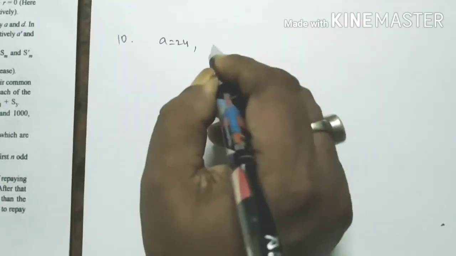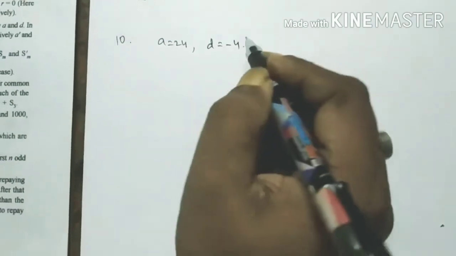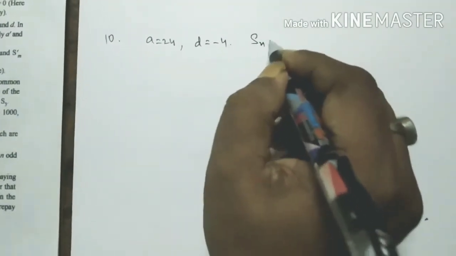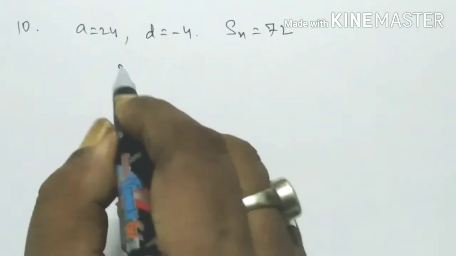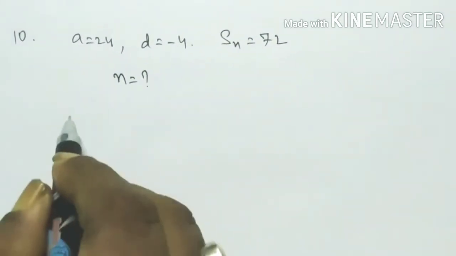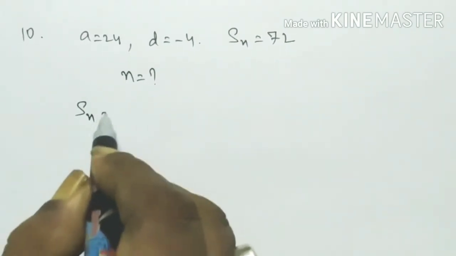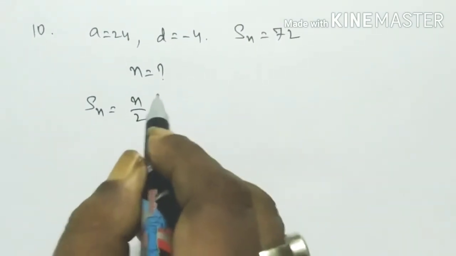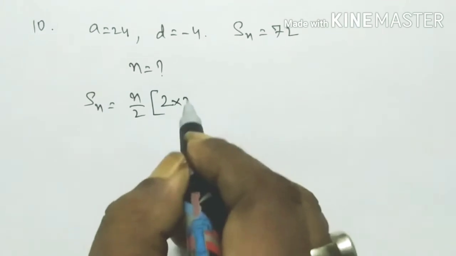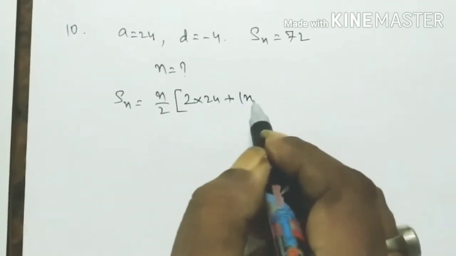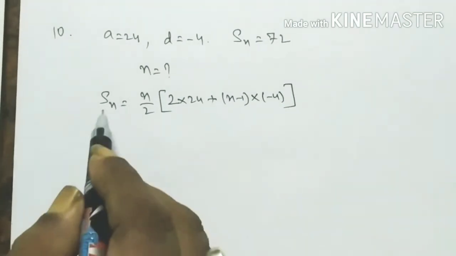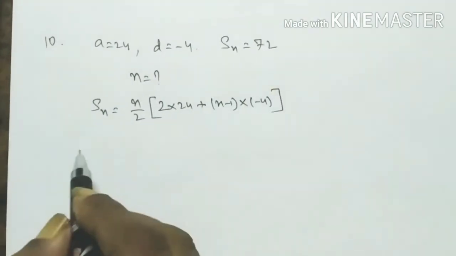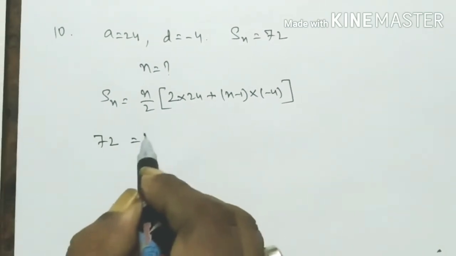First term, that is A, is equal to 24. Common difference D is equal to -4, and Sn is equal to 72, it is given to you. You have to find the value of n. So the Sn formula is equal to n by 2, [2 into A, that is 24, plus (n minus 1) into D, that is -4]. Sn is given to you as 72.